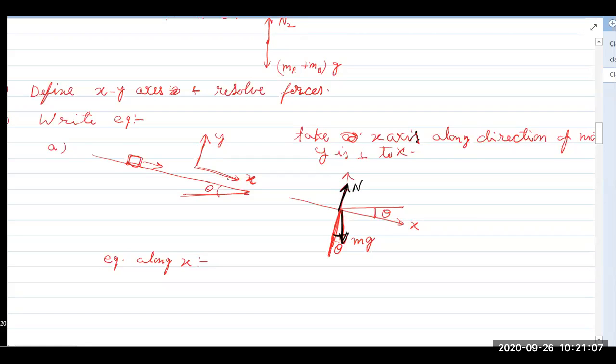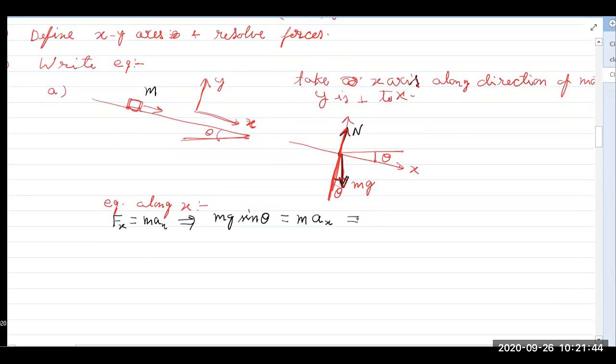Now we write the equation along x. We will have the component of mg along the x direction. Normal will not have any component along x. So the component of mg along x will be mg sin theta. This is the force. So what do we write? F equals ma. We write the mass of the object, whatever mass is given, times the acceleration along the x direction. This is actually coming from Fx equals max. So the total Fx is mg sin theta only. In this way we can write.